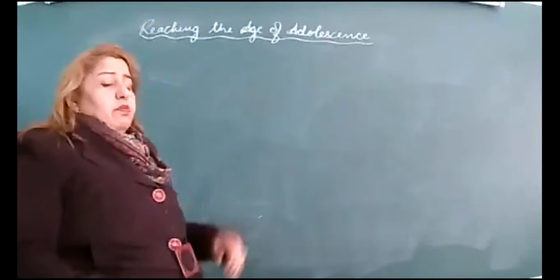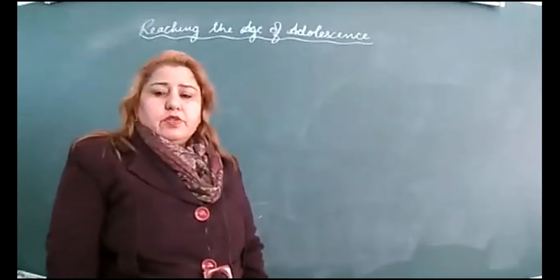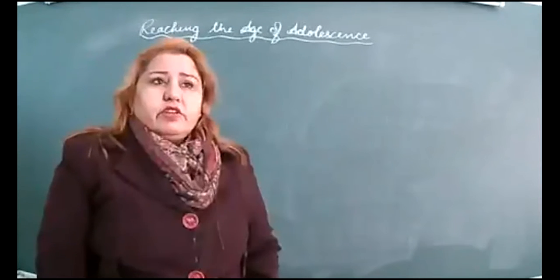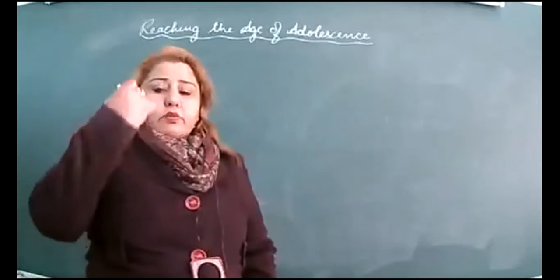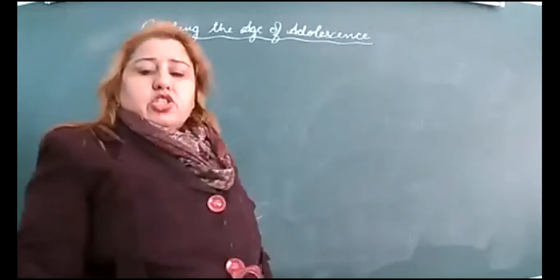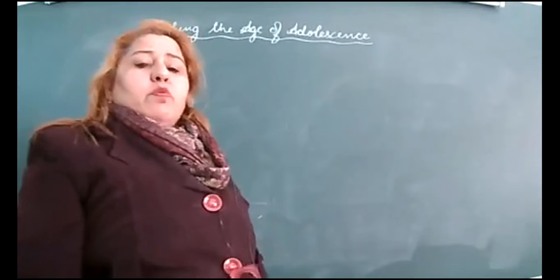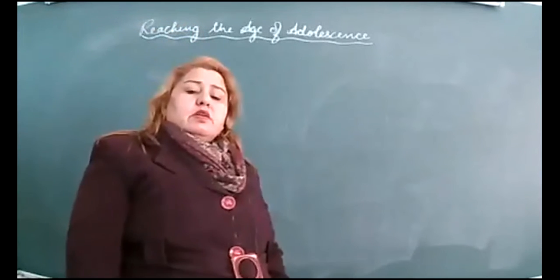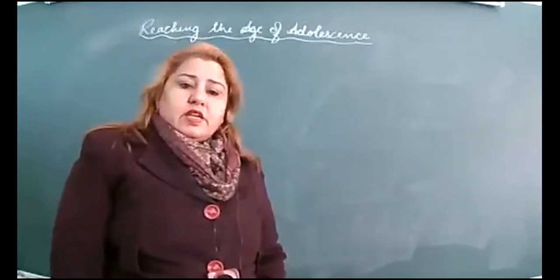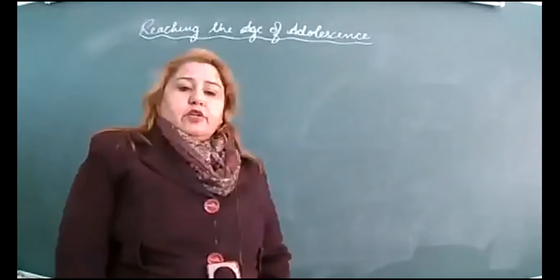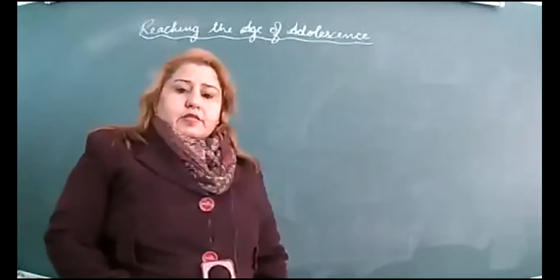Okay, we were discussing the chapter on reaching the age of adolescence, right? Yesterday we discussed the menstrual cycle, and the terms menarche and menopause, right? We also already discussed how the sex of a child is determined.